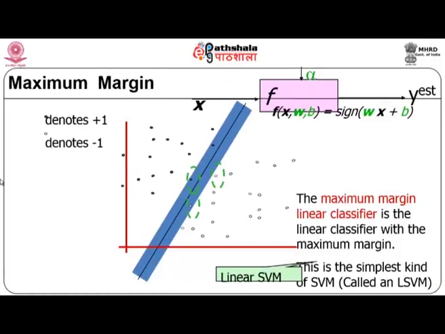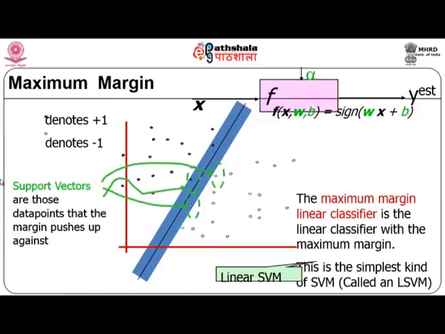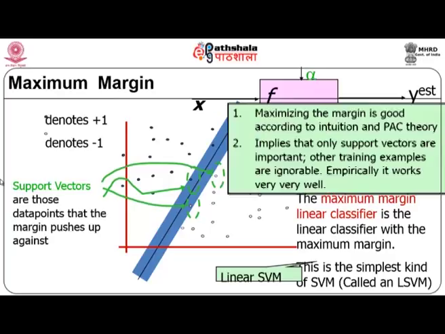Now, the maximum margin linear classifier is the linear classifier with the maximum margin. However much you can increase it, you try to increase it. This is the simplest kind of SVM, which we just call linear SVM or LSVM, and these are the support vectors that the margin pushes up against. When you keep increasing the margin, it will push up against data points on either side, the positive and negative. We are talking only about binary classification. Those are called support vectors, which you have already defined previously.